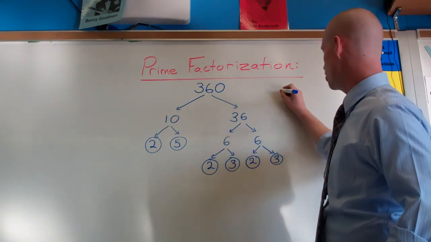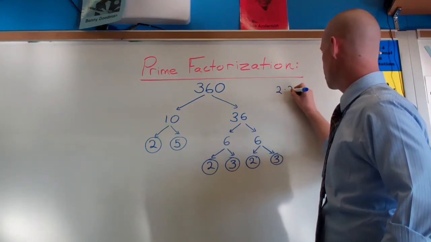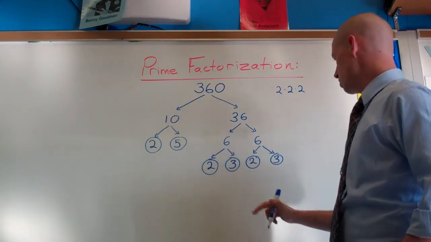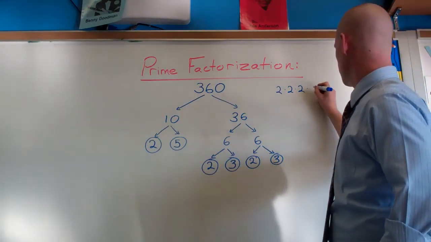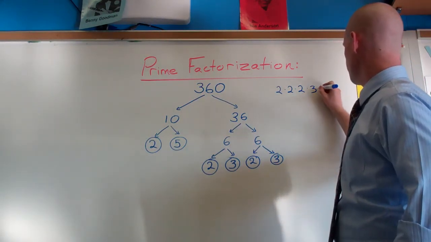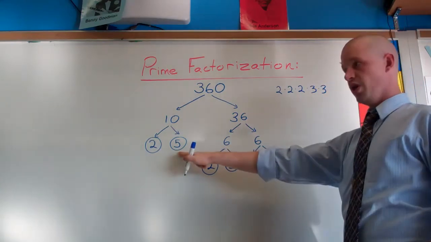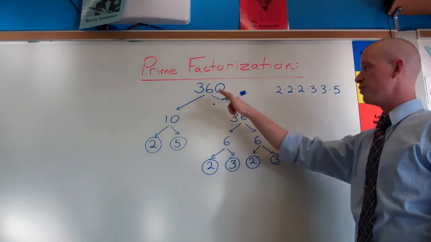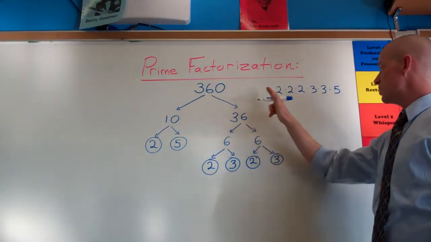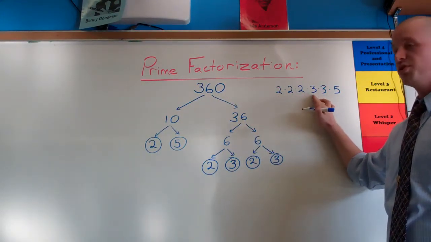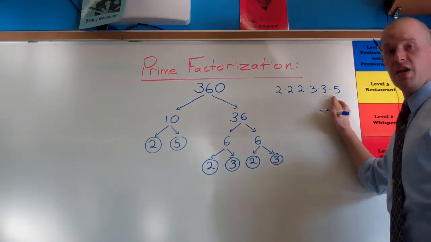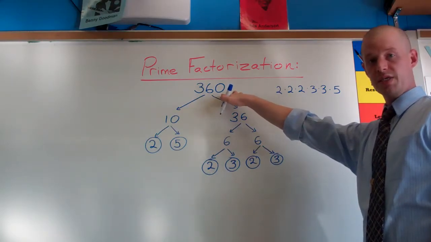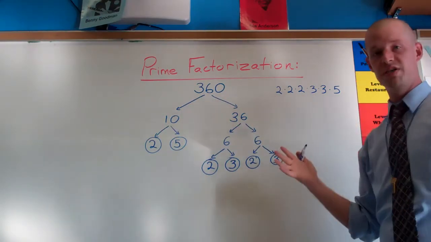from least to greatest, would be 2 times 2 times 2 times 3 times 3. We got a nice little lonesome 5 over here, times 5. The prime factorization of 360 is the same thing as 2 times 2 times 2 times 3 times 3 times 5. And if you go through and you actually multiply this all out, you do in fact get 360. These are all prime numbers, which means I must have done this right.